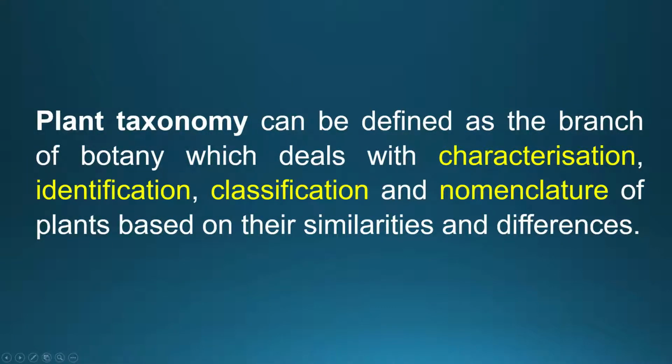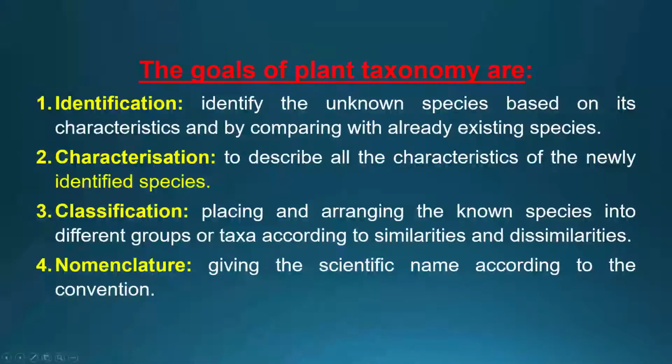Plant taxonomy can be defined as the branch of botany which deals with characterization, identification, classification, and nomenclature of plants based on their similarities and differences. Now, what are the goals of plant taxonomy? The goals of plant taxonomy are: firstly, the identification. What is identification? Identification is to identify the unknown species based on its characteristics and by comparing with already existing species.